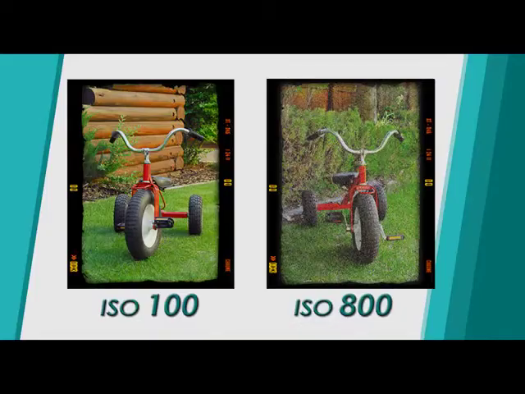When we see both of the photos of the tricycle side by side, we can clearly see the difference in the clarity between the shots taken with ISO 100 and the shots taken with ISO 800. However, it's important to note that the shot of the tricycle in the shade would have been much too dark if the ISO had been a lower number.